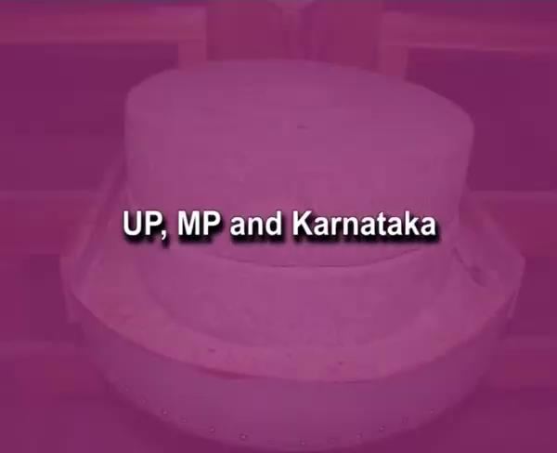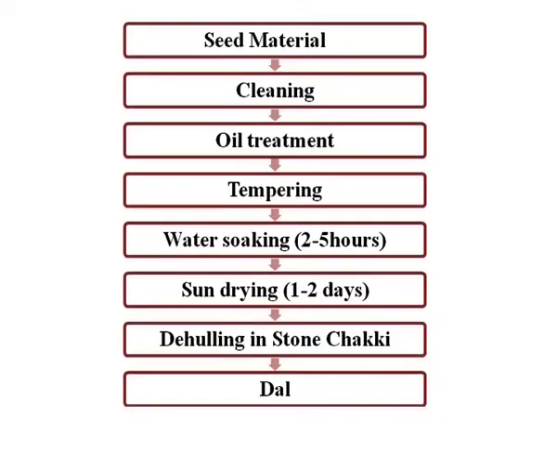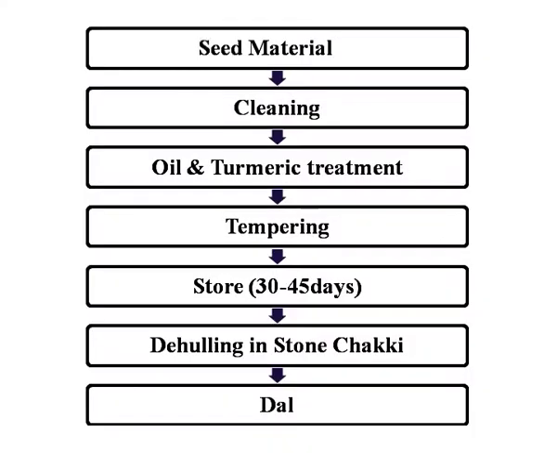In UP, MP and Karnataka, the seed material is first cleaned, then oil treatment is given, followed by tempering, water soaking for 2 to 5 hours, then sun drying for 1 to 2 days and dehulling in stone chakki, and dal is obtained. And in Andhra Pradesh and Maharashtra, the seed material is first cleaned, then oil and turmeric treatment is given, followed by tempering and then stored for 30 to 45 days, then dehulling in stone chakki and dal is obtained.